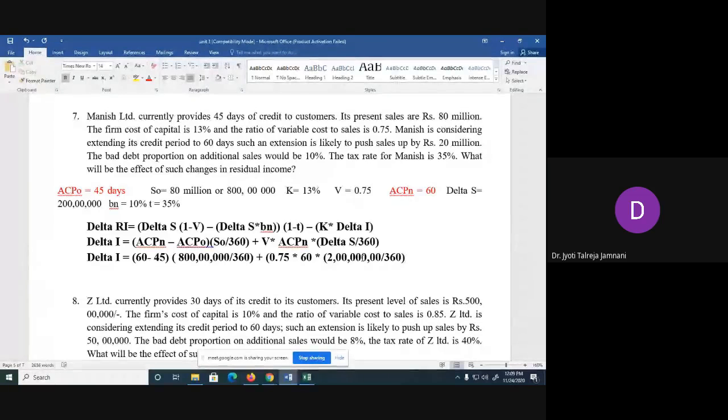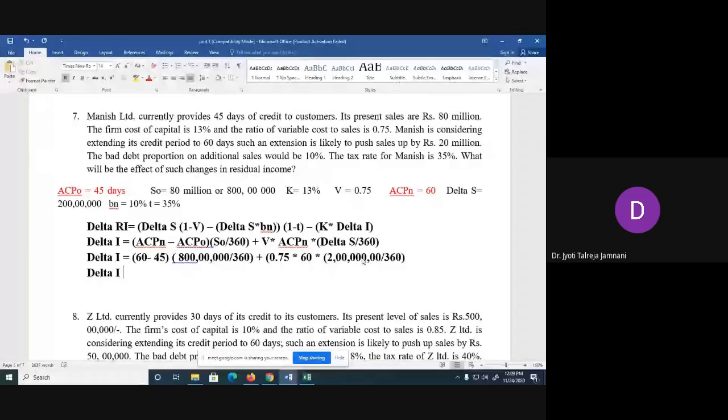So how are we going to solve this? First you do 60 minus 45. How much do you get? 15. Now we have to multiply it, so keep it in the bracket as of now. Then 800 lakhs divided by 360 gives 2,22,222.22. This is one part. We have to multiply those two, plus 0.75 into 60 into 200 lakhs divided by 360.